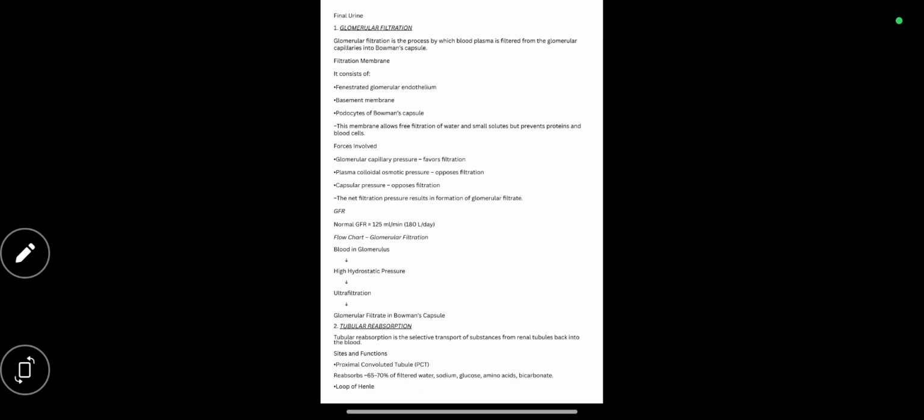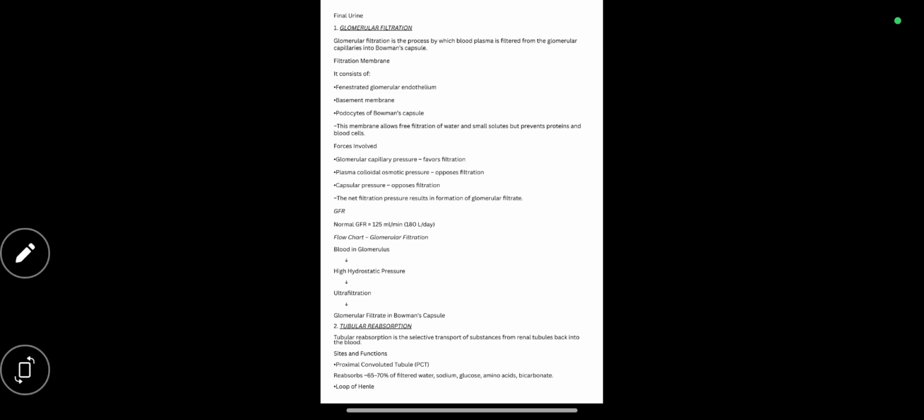The forces involved during this are the glomerular capillary pressure, which is exerted by the capillaries on the blood, the plasma colloidal osmotic pressure between the blood molecules, and the capsular pressure, which opposes the filtration. Normal GFR is 125 ml per minute or 180 liters per day. This can be asked in MCQs. So, this is the glomerular filtration flowchart.